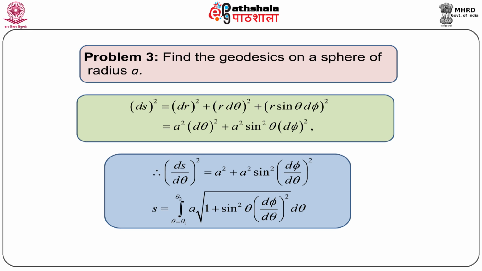In spherical polar coordinates r, theta and phi, we have ds square equal to dr square plus small r square into d theta square plus small r sin theta into d phi its square. Since for a sphere of radius a, we have small r equal to a, therefore, dr equal to 0. Using this, we get ds square equal to a square into d theta square plus a square sin square theta into d phi square.